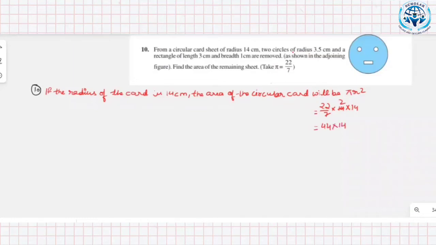22 by 7 into 14 into 14 is equal to 44 into 14. Area of the card is 616 centimeters square. Now we will find out the area of the smaller circles and the area of the rectangle and subtract from this area to get the remaining area.